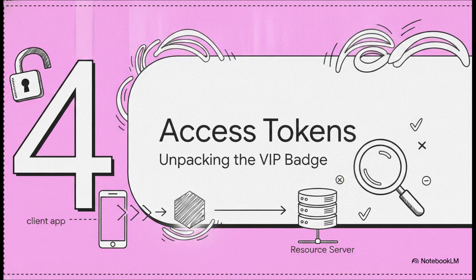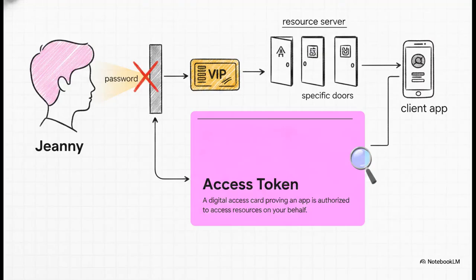Section 4, Unpacking Access Tokens. So the client app successfully executed the secure backend trade and got the access token. But what exactly is it? Think of the access token as your digital VIP badge. It mathematically proves to the backend resource server that the client app is fully authorized to act on the user's behalf, without the resource server ever seeing or even needing Jenny's password.